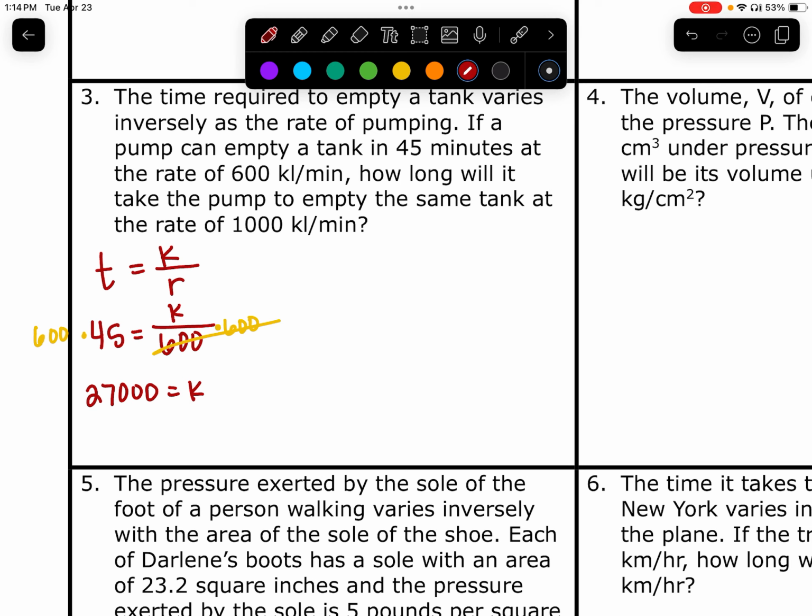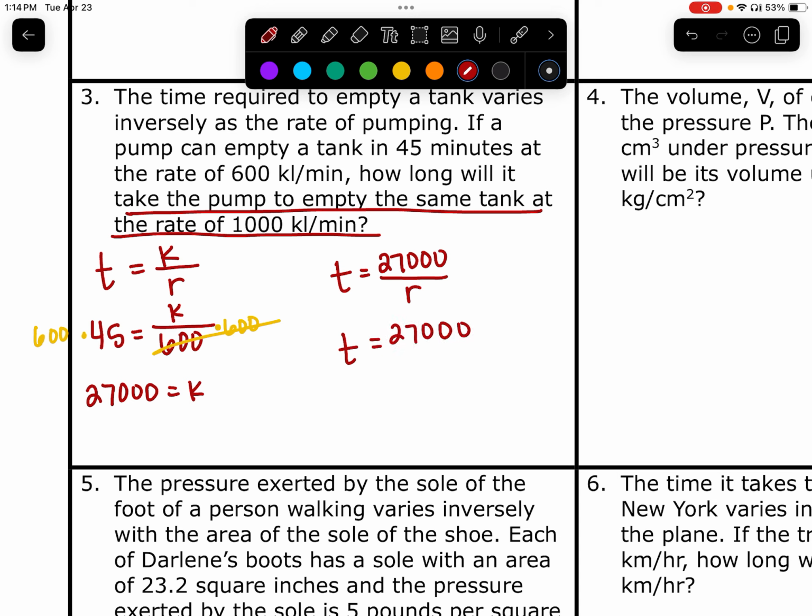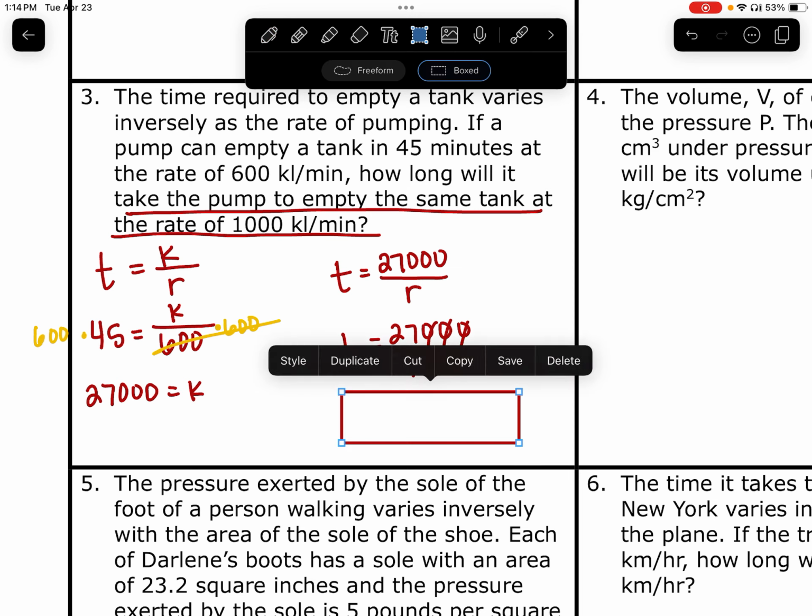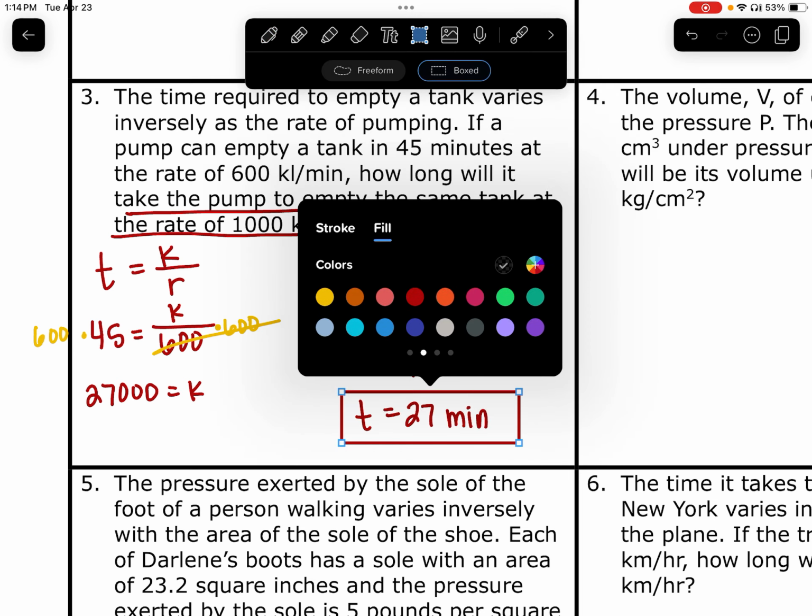All right, and so now we're on part 3, which would be this last bit. So we're going to take our formula. We're going to use the 27,000 over rate. And it says that the rate is 1,000. So I can replace the R with 1,000 and then just figure out what that equals. 27. So that will be 27 minutes is what it would take. Go ahead and try number 4.